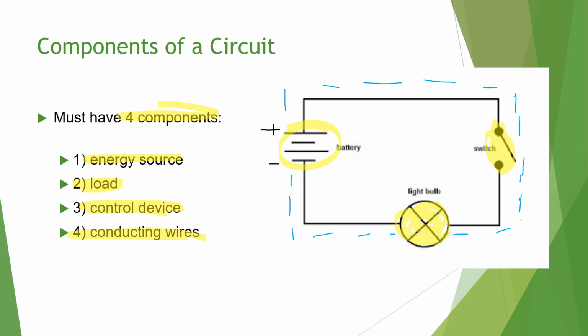So 4 components of a circuit: an energy source, example would be a battery; a load, example would be a light bulb; a control device, an example would be a switch, or specifically like a light switch in your bedroom; and then number 4, conducting wires, so the conductor, like copper wires.